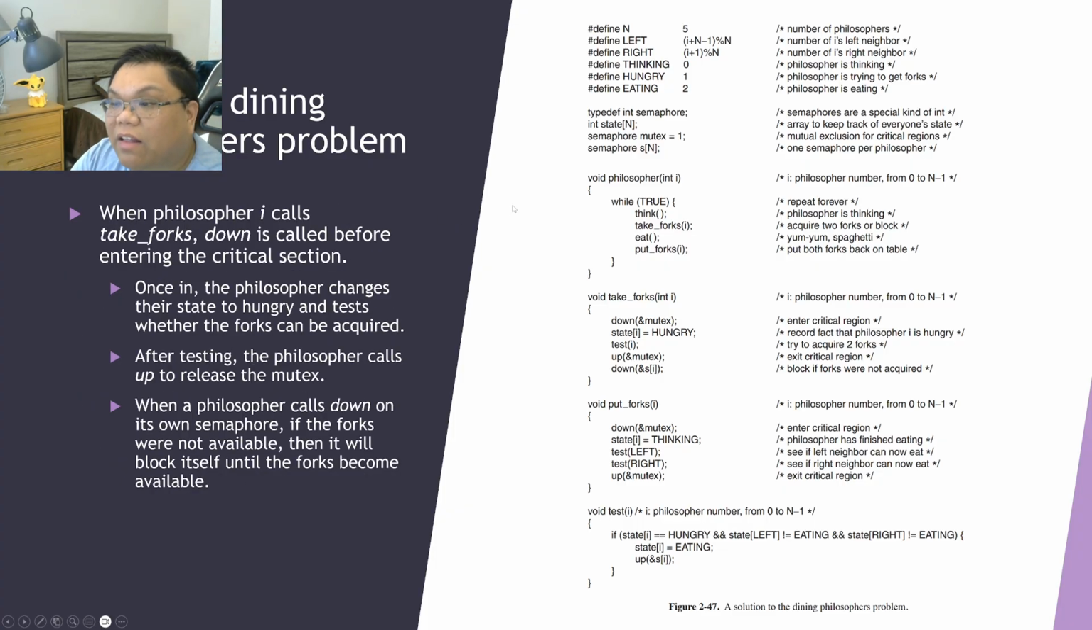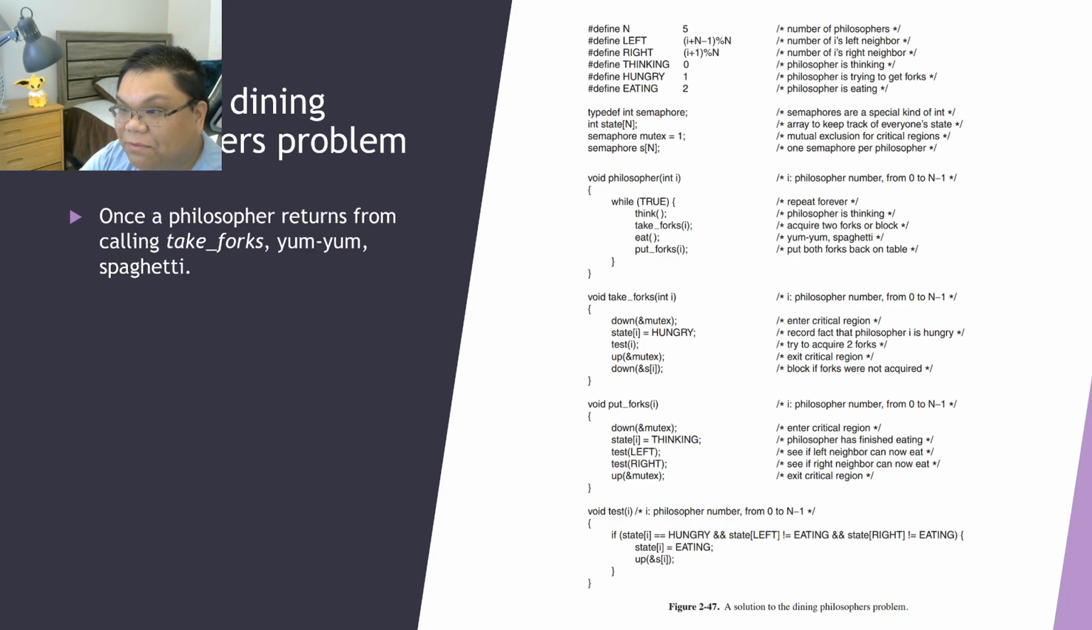When philosopher i calls take forks, down is called before entering the critical section. Once in, the philosopher changes their state to hungry and tests whether the forks can be acquired. After testing, the philosopher calls up to release the mutex. When a philosopher calls down on its own semaphore, if the forks were not available, then it will block itself until the forks become available. So I guess this is the only way that the philosophers can talk to one another, though it's more indirect. It's more for signaling, hey, it's your turn to eat now. Once a philosopher returns from calling take forks, yum yum spaghetti, the philosopher can eat.